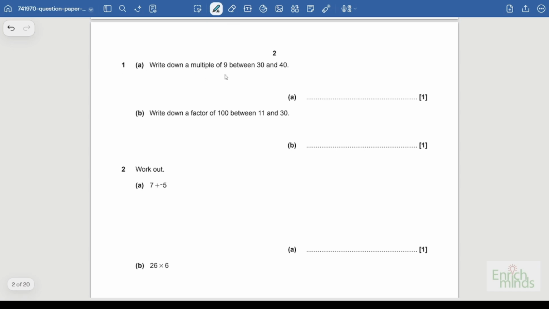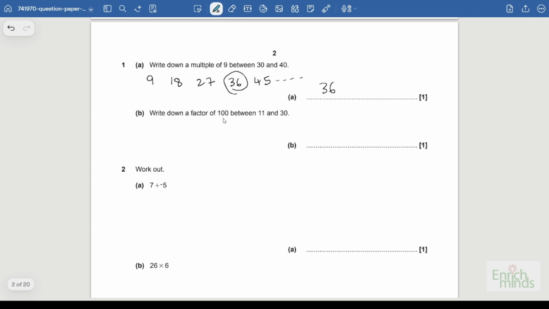Write down a multiple of 9 between 30 and 40. So the multiples of 9 are 9, 18, 27, 36, 45, and there are many more. So a multiple which is between 30 and 40 is 36.